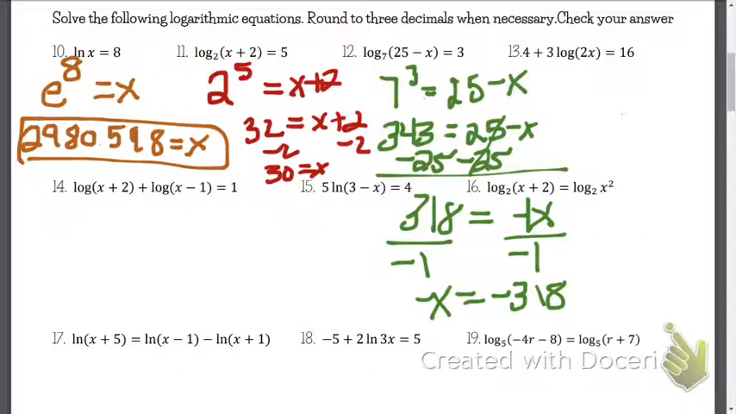What we're going to do is take this negative 318 and this problem right here and plug it back in. How do I do that? You go to your graphing calculator and do log base 7, 25 minus a negative 318. Does that give you 3? It does. So we are good to go.